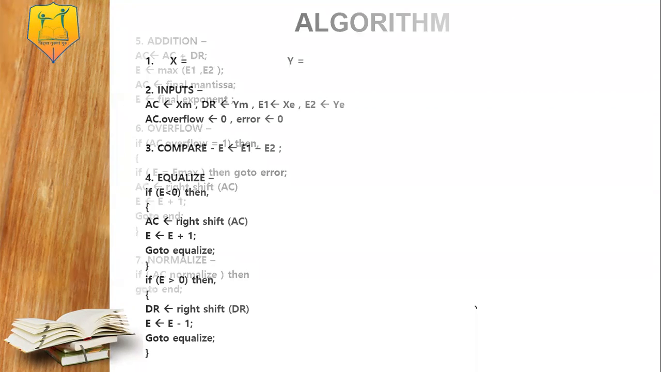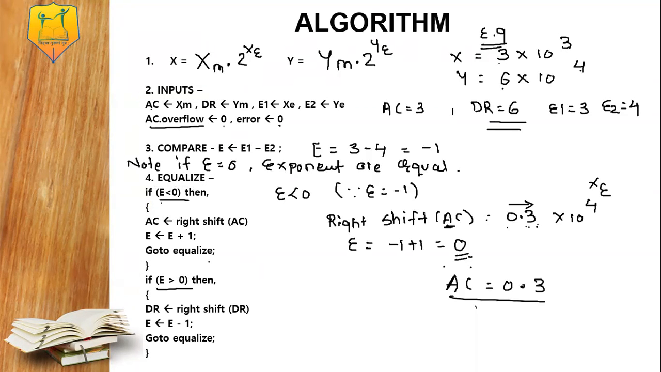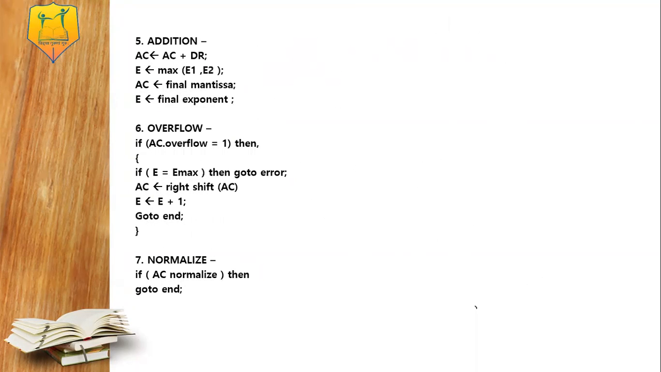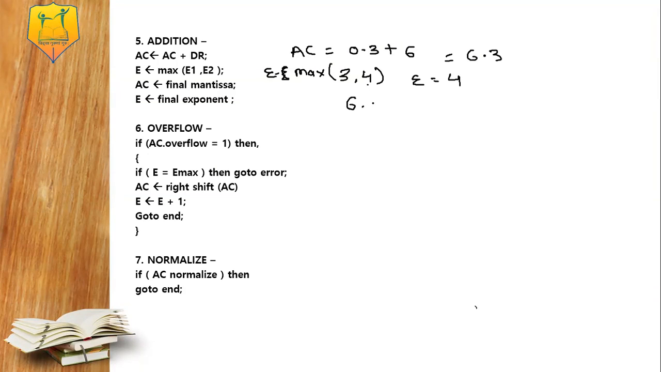Wait. E1 is what? E1 is 3. E2 is 4. So here I am taking E1 is 3 and E2 is 4. So take the maximum value. Maximum is what? 4. So it's simple, E becomes 4. So this becomes my final mantissa. It means 6.3 becomes my final mantissa and 4 becomes my final exponent.